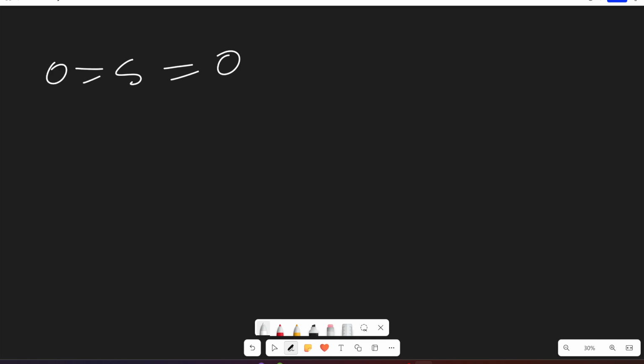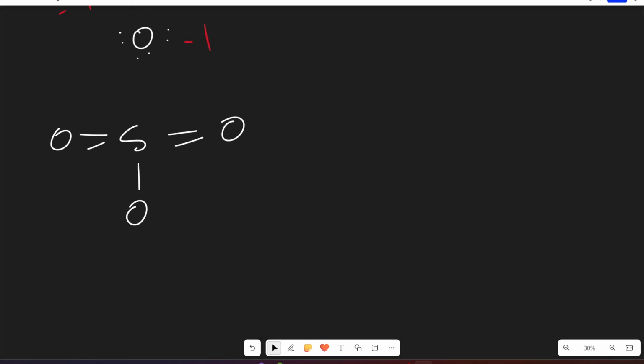And then, for example, let's say I want to draw this Lewis structure a different way. Let's say I want to draw S here, and then use a double bond here, a double bond there, and then single bonds on the top and bottom of this Lewis structure. And let's say I have 2 lone pairs here, 2 lone pairs here, 2 lone pairs here, and then 3 lone pairs on the top and bottom.